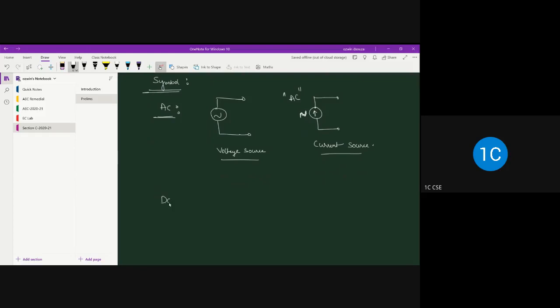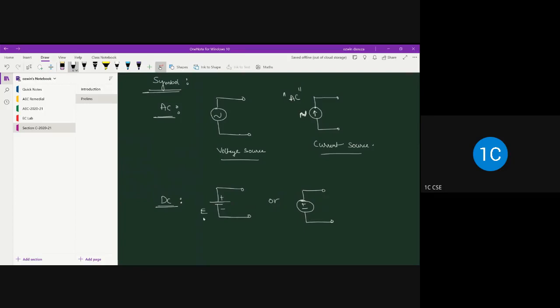Then we have DC sources, which you have already used in your 11th and 12th. A DC voltage source can be represented with this particular symbol: one big terminal and one small terminal. The big terminal stands for positive potential and the smaller terminal represents the negative potential. This way you can represent it, or you can also draw a circle and put plus and minus signs.